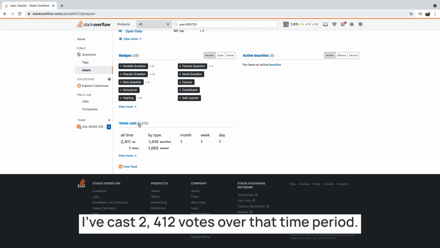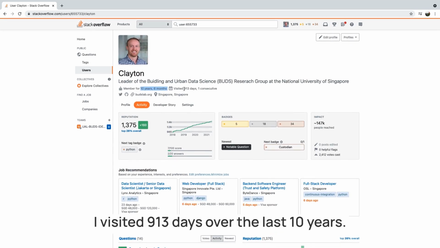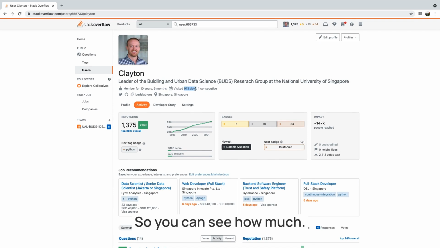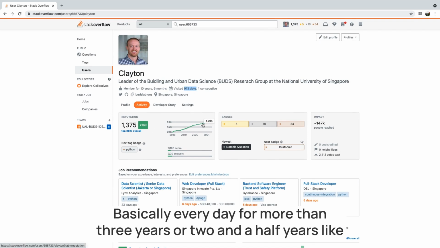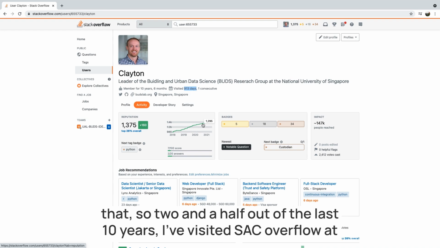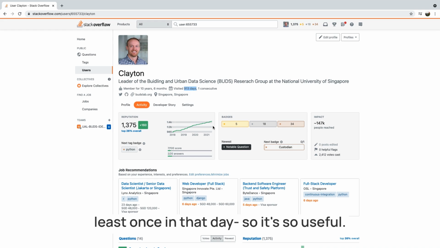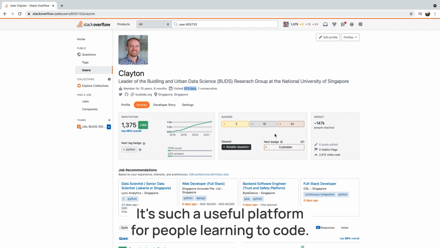I've cast 2,412 votes over that time period. I've visited 913 days over the last 10 years. So you can see, that's basically every day for more than 2.5 years. So 2.5 out of the last 10 years, I've visited Stack Overflow at least once in that day. It's such a useful platform for people learning to code.